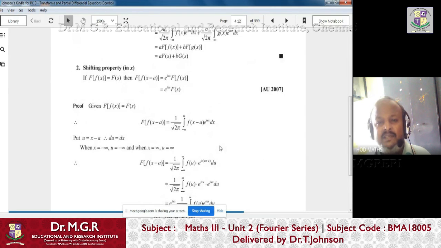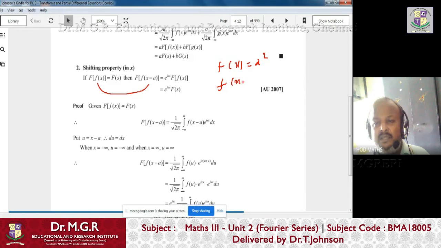So the third property is a very simple one, a shifting property in x. What is the meaning? Previously f changed to f of ax, but here f changes to f of x minus a. Suppose f of x is x square. If you know the Fourier transform of x square, then they are asking what is the Fourier transform of f of x minus a. f of x minus a does not simply mean x square minus a. Wherever x is there, you have to change it to x minus a, the whole square. Suppose here f of x is x square plus sin x.